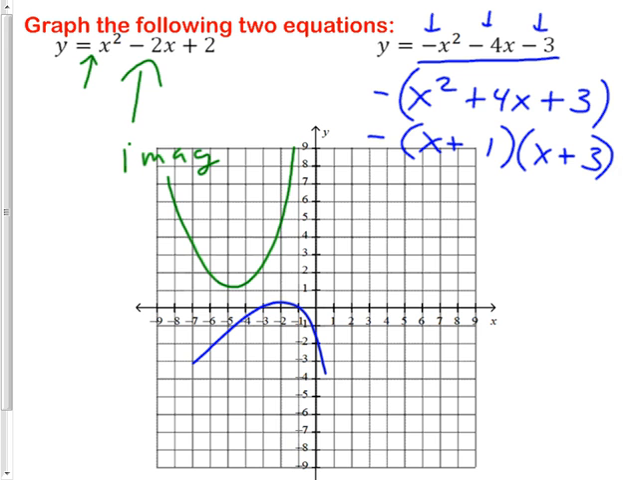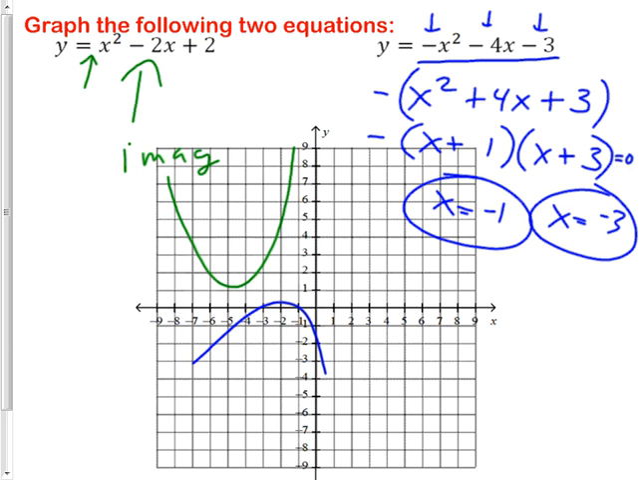True? All right. That is equal to 0, right? Because if we want the x-intercepts, we want the y to equal 0. So then your answers are negative 1 and negative 3. If it factors, it's so easy. What if it doesn't factor?